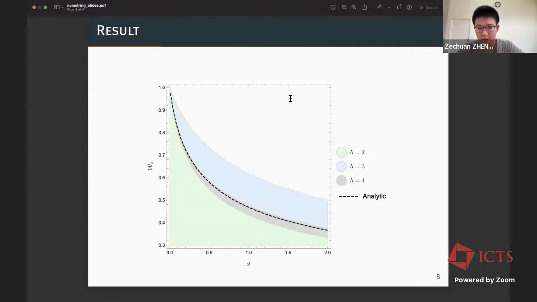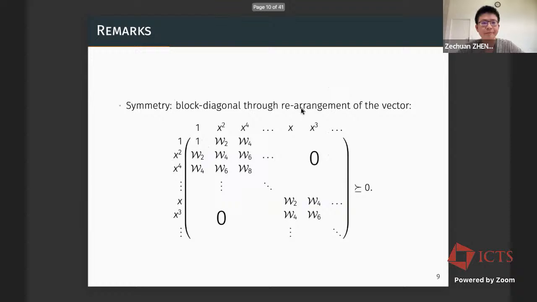And for different g, you can see that in the middle, the dashed line is the analytical result. When you are increasing lambda, the allowed region for W2 is shrinking very, very fast. Actually, for lambda equals 5, which I didn't plot here, it is already indistinguishable from the plot. Okay, for this toy model, I have a final remark.